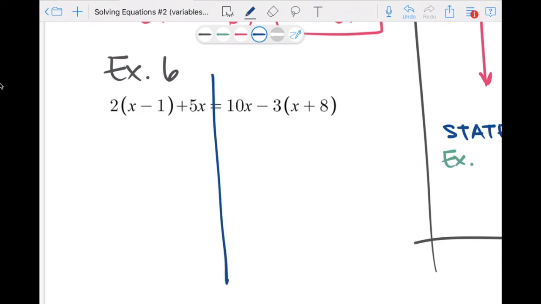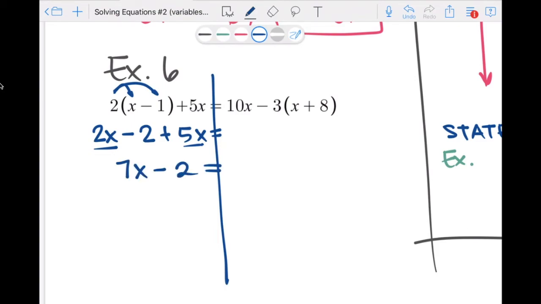So can we simplify the expression on the left side of the equal sign? To that we say yes. We've got a 2 that we can distribute, so 2 times x is 2x. 2 times negative 1 is negative 2, and then plus 5x. We can continue simplifying by combining our x terms. So 2x plus 5x gives us 7x, and then minus 2 is equal to.